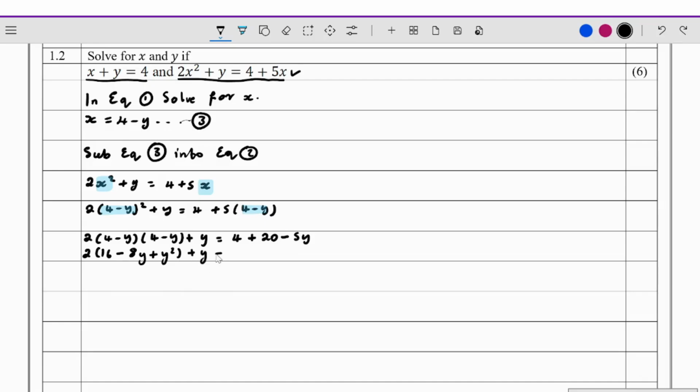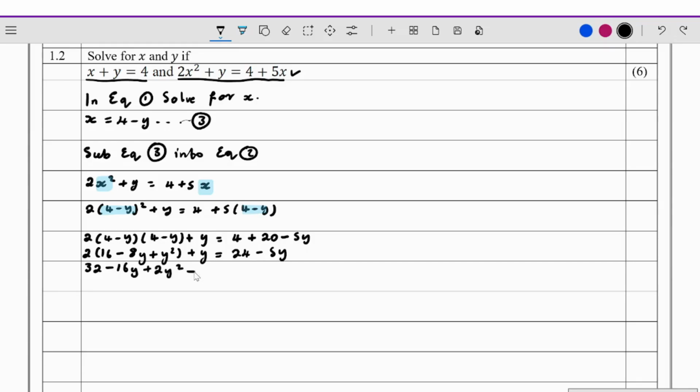Then plus y there. This is equal to 4 plus 20 here, which is going to give me 24 minus 5y. Now in the next step, you group all your like terms, but let's remove the brackets here first. 2 multiplied by 16 is going to give us 32. 2 multiplied by 8 is going to give us negative 16y, and then 2 multiplied by y squared is going to give us positive 2y squared.